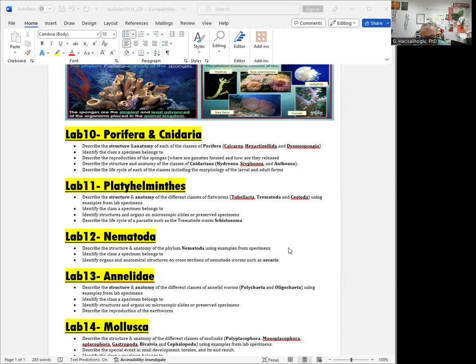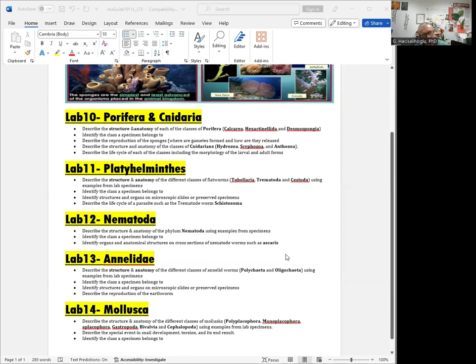Annelids, like earthworms for example, are in the class Oligochaeta, leeches like Hirudinea, or tube worms like Polychaeta, and there are different types that you should study under these tube worms. This is lab number 13. And lab number 14 is actually the second biggest phylum, which is mollusks. They are pretty advanced animal groups.